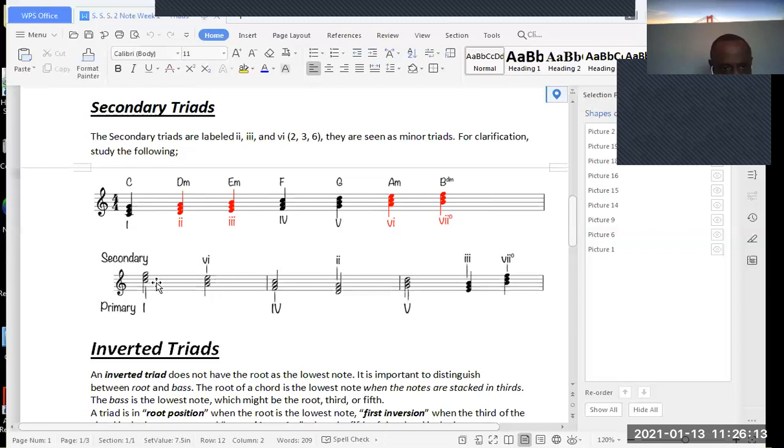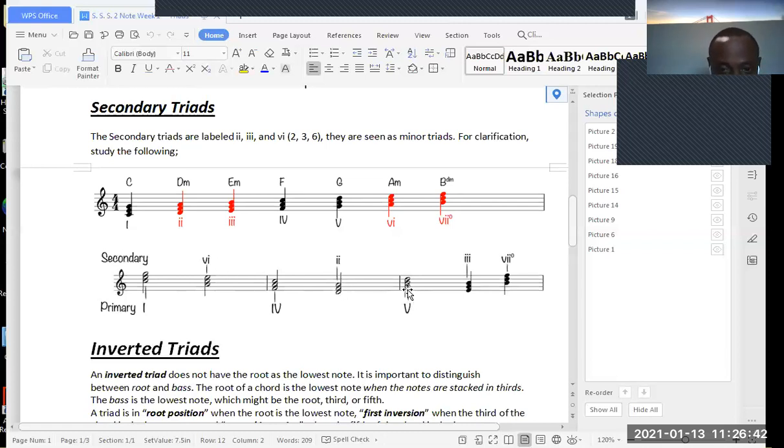Now let's take a look at this, just for further clarification. This one is chord 1. It is a primary triad. This one is chord 2. Chord 6, and it is a secondary triad. This one is chord 4. It is a primary triad. This one is chord 2. It is a secondary triad.